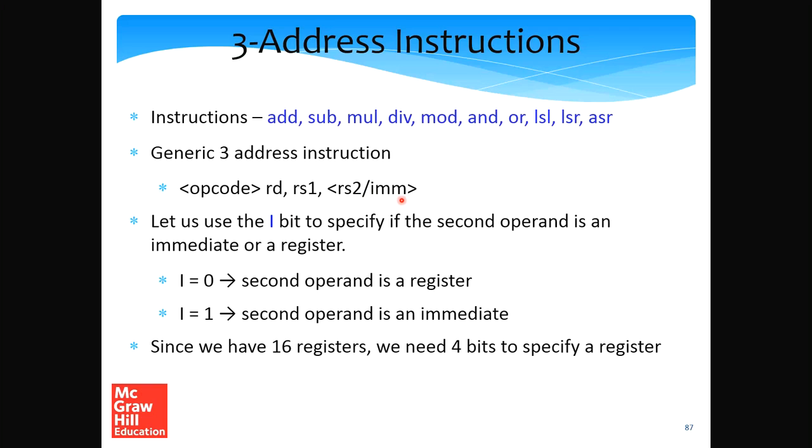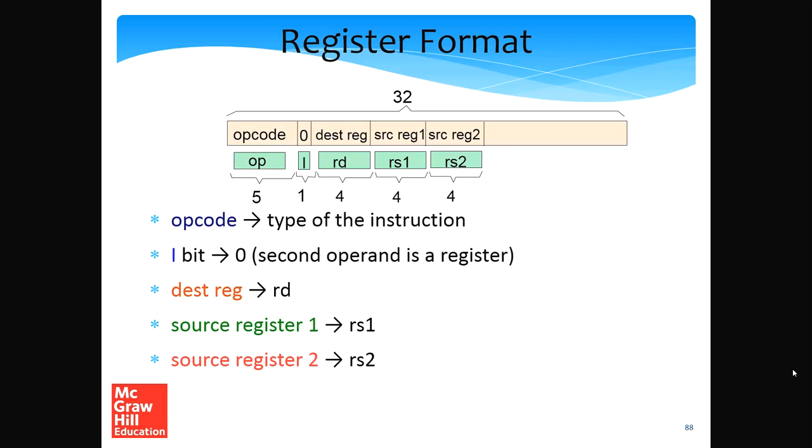So the first fork point, the decision point that we have, is to resolve whether we'll use the second source register or an immediate. So let us use the I bit to specify if the second operand is a register or an immediate. So if I is equal to 0, let's say that the second operand is a register, and if I is equal to 1, let's say that the second operand is an immediate. So basically, this is one extra bit that we need to accommodate in our instruction format, and its only role is to say whether the second operand is a register or an immediate. After that, we need to encode the value of the registers. Since there are 16 registers, we would need 4 bits to specify a register. So we'll see what the format looks like in the next slide.